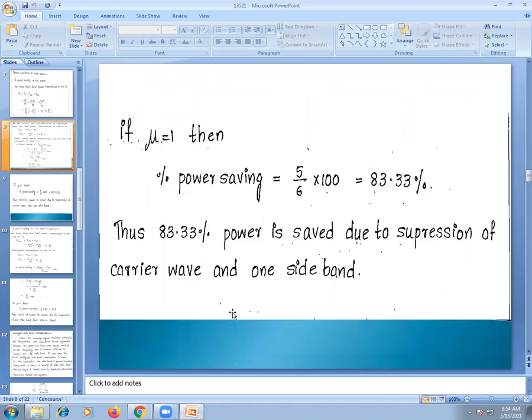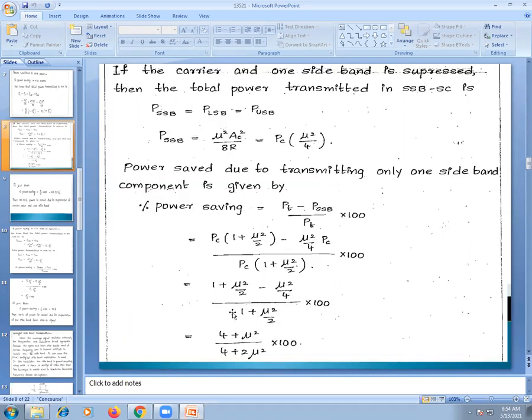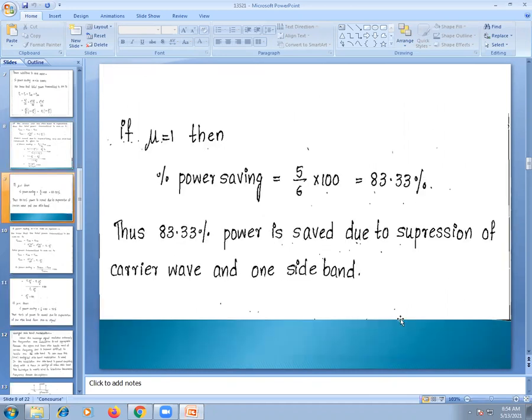If M is equal to 1, substitute in this formula, 4 plus M square by 4 plus 2M square. That is 4 plus 1 square, which is 5, by 4 plus 2 into 1 square, that is 4 plus 2 equals 6. 5 by 6 into 100. How much is it? 83.33% power is saved.